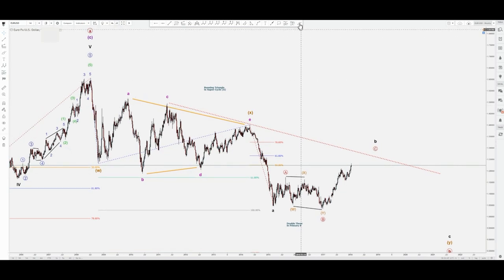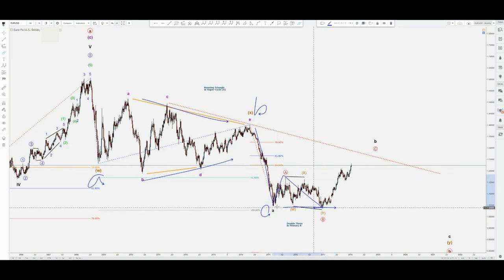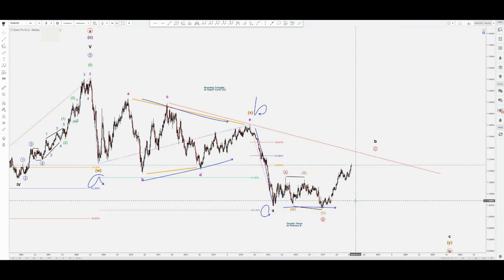So I can't label it as such, because this made a lower low, this piece right here in December 2016. By the way, I actually posted this possible rise right there. Now, the problem is if I were to label this even as an A and then a B in a triangle, I will be left with a C. I will still have this problem. 1, 2 goes beyond the start of 1, invalidated.